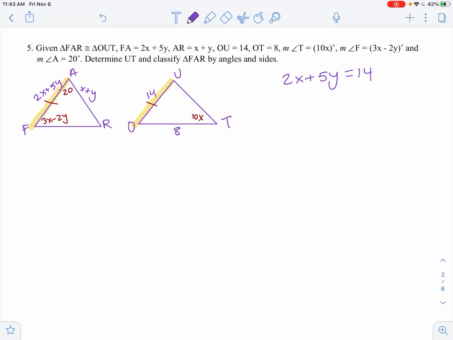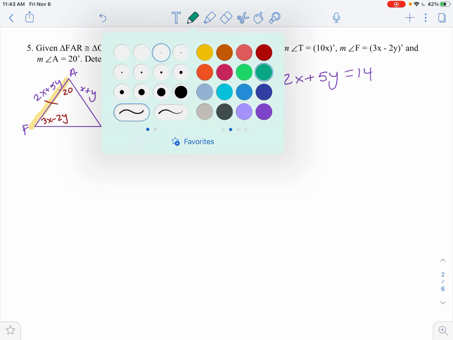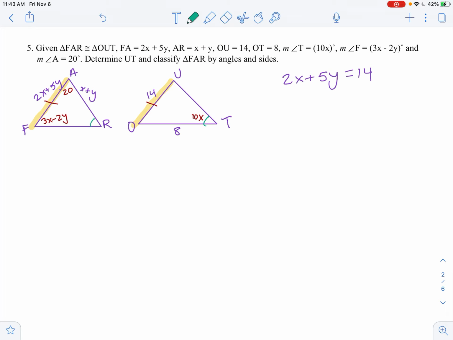Now, I'm struggling here because I don't see any other sets of information that we have to set up an equality, right? Angle R and angle T are corresponding, but I only have one expression for that. Angle U and angle A are corresponding. Angle F and angle O, but none of them have a matching set, right? But if I know that angle T corresponds to angle R, that means angle R must also equal 10x.